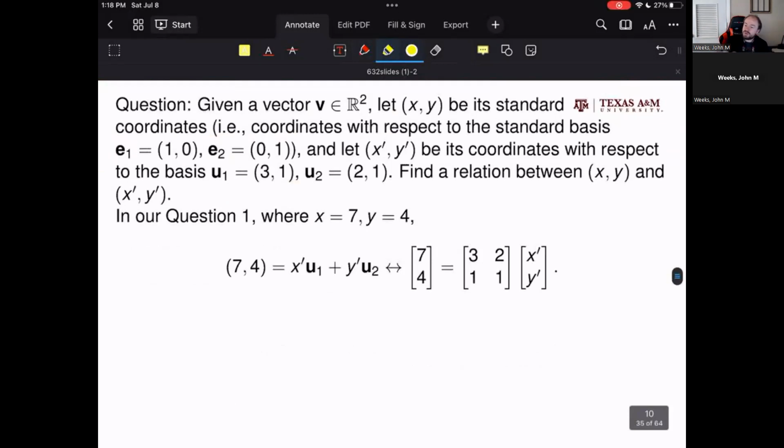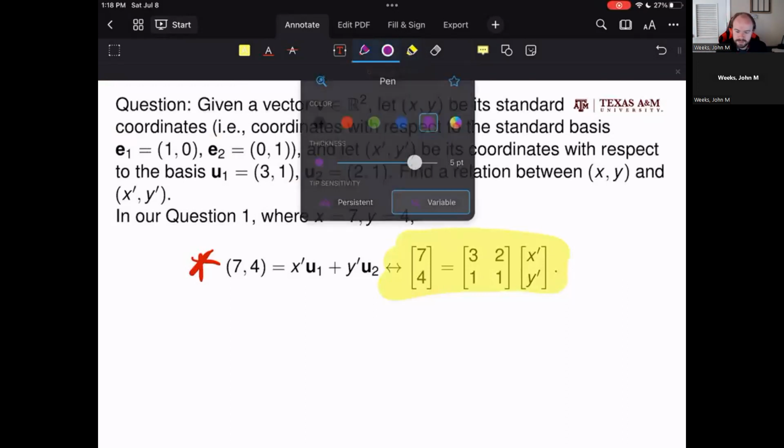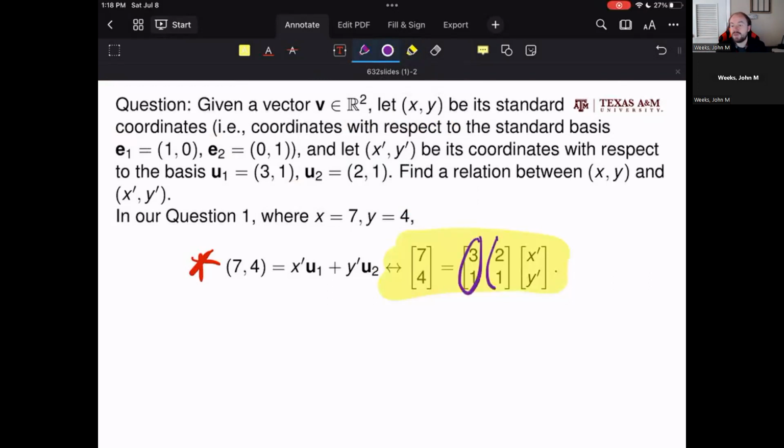In question 1, when x was 7 and y was 4, we were setting up this equation. Now, we could write this in terms of its matrix equation. I said we would come back to this, and now is the time to do that. Once we get that matrix equation, we get something that looks like this. You can see that we're setting all of the x components to be the top row, and all of the y components, the second components of these vectors, to be the bottom row. Once you do this, this is what you get. So here is our vector 3, 1. Here is our vector 2, 1.